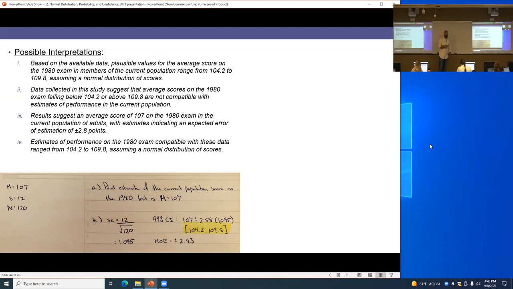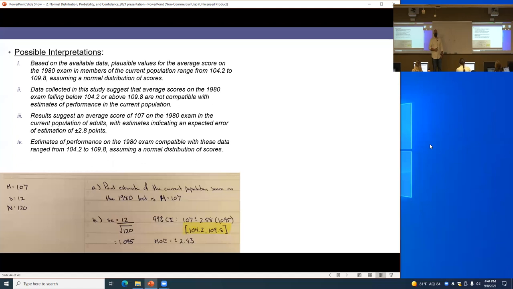But what we're going to go through and do then is calculate my standard error. My standard deviation divided by the square root of my sample size gives me my standard error, 1.095. That means that if I were to run an infinite number of replications with samples of 120, I would expect my mean to jump around by about 1 point in each one, which starts to look pretty good.